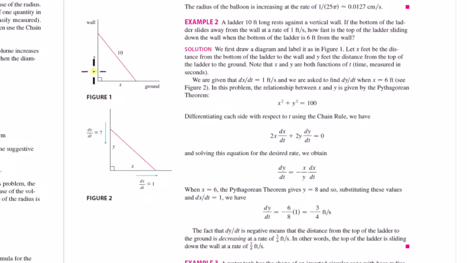And so here, this is a right triangle. And no matter what position the ladder's in, this is always going to be a right triangle, assuming the ladder is always in contact with the wall and the ground. So x squared plus y squared is equal to 100.